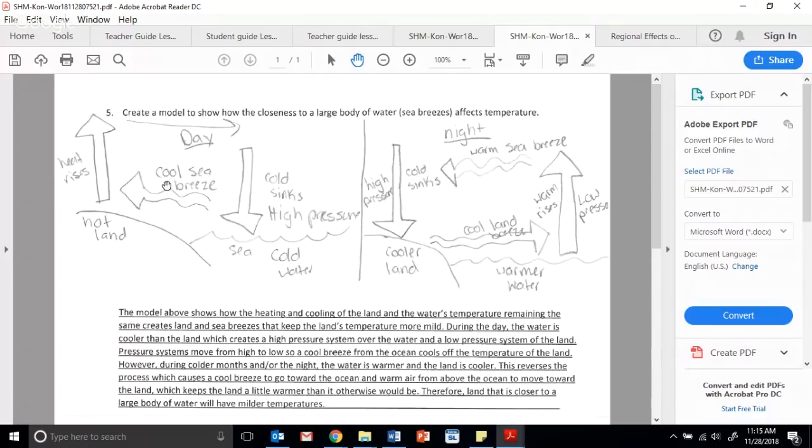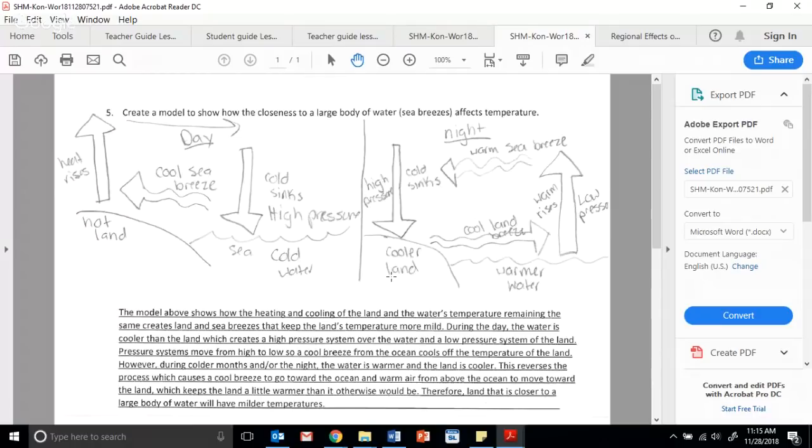And that's going to cool off the land considerably. Okay. And then that hot air up here is going over to the sea and then cooling and sinking. So that's during the day. At night, it reverses because the land cools down super fast. As soon as the sun is gone, the land cools down. And that's going to create that high pressure system.